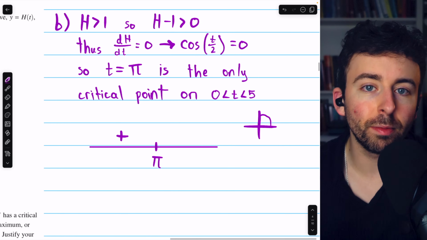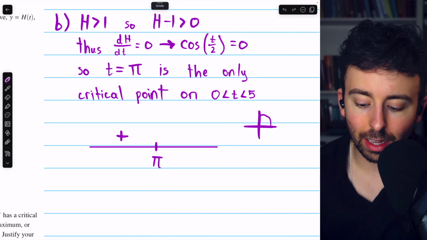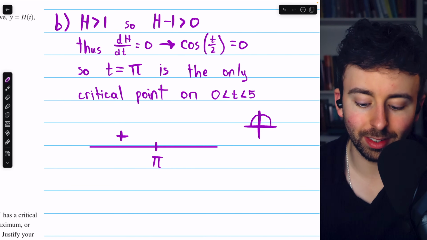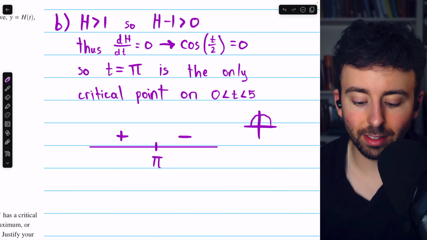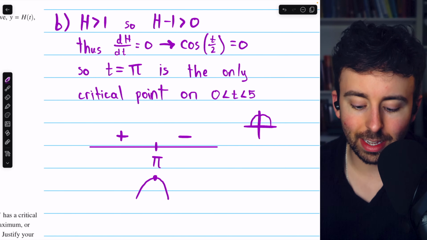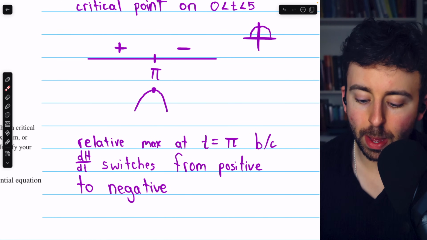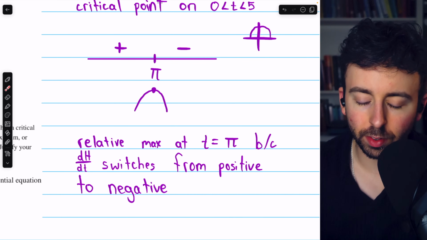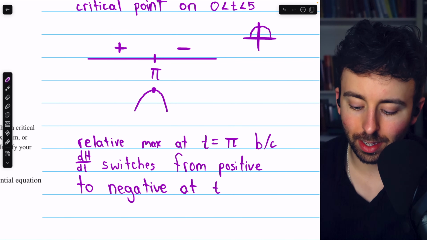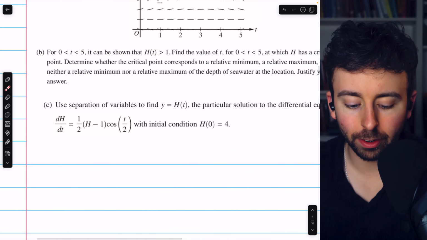Once t passes pi, the input, t over 2, passes pi over 2. And so now we're over here where x is negative. And so the sign of the derivative would be negative. Hence, the function switches from increasing to decreasing. So at t equals pi, we have a relative maximum. And there that reasoning is. There's a relative max at t equals pi because the derivative dh/dt switches from positive to negative, we might say, at t equals pi. That completes part B, so let's go ahead and finish with part C.